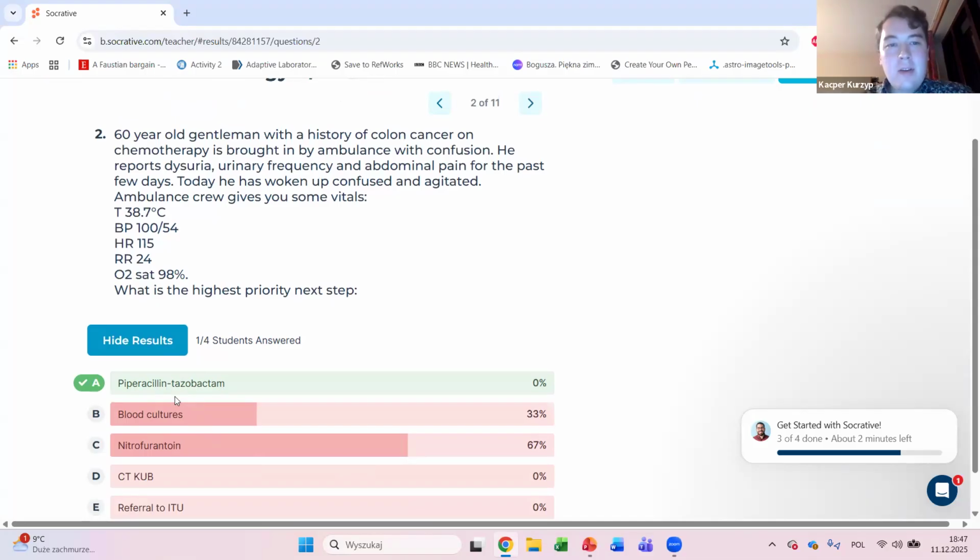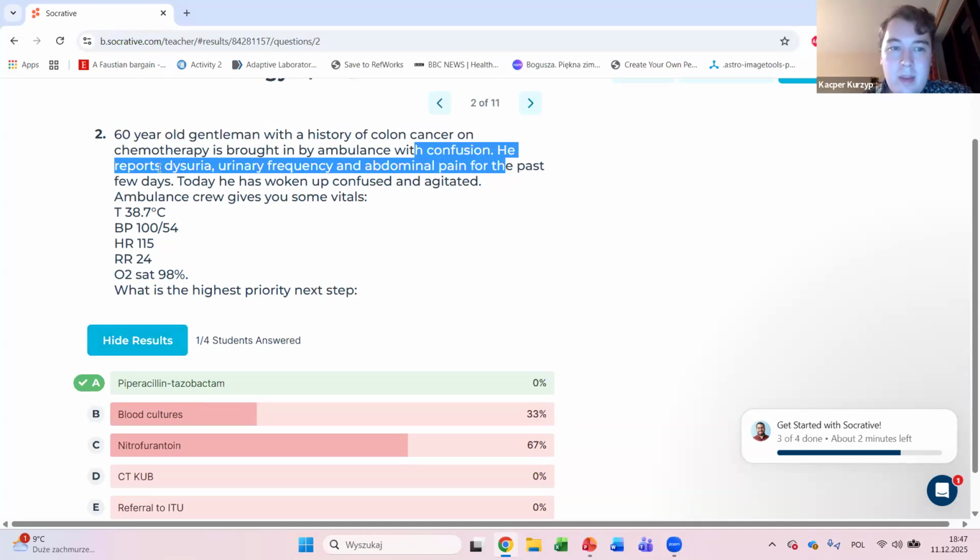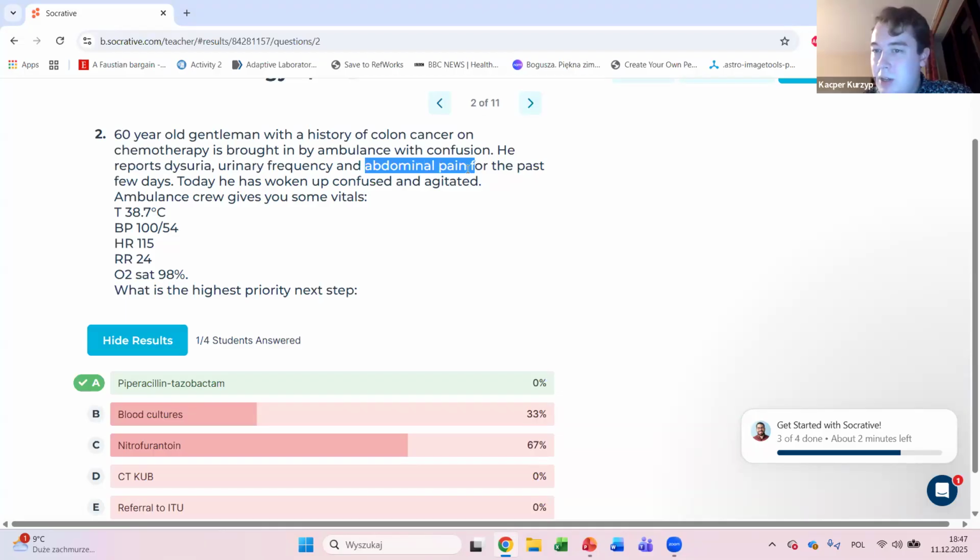but there are a few different things which I would like you to consider with that question. You have a 60-year-old man coming in essentially with confusion. He has dysuria, urinary frequency, and abdominal pain for the past few days. So people have correctly identified that we are talking about a UTI of some sort. Today he has woken up confused and agitated. In a 60-year-old, possible. We are talking about delirium, maybe.